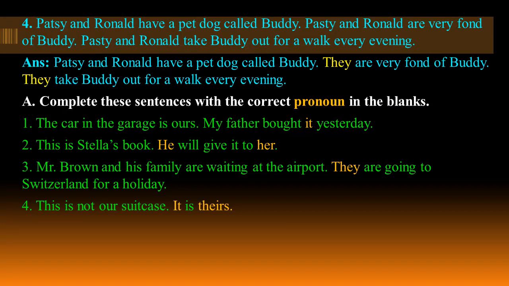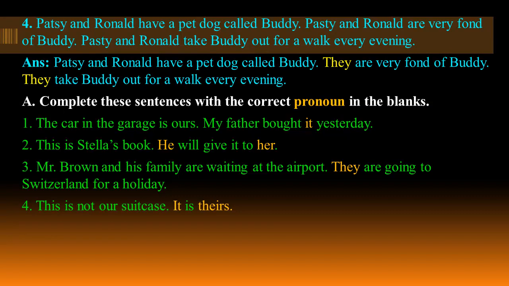Point number 2 is: This is Tila's book. He will give it to her. You can also say she'll give it to her. Point number 3 is: Mr. Brown and his family are waiting at the airport. Dash are going to Switzerland for a holiday. One thing is clear, that Mr. Brown is not a single person here. He's along with his family. Which pronoun should I use here?